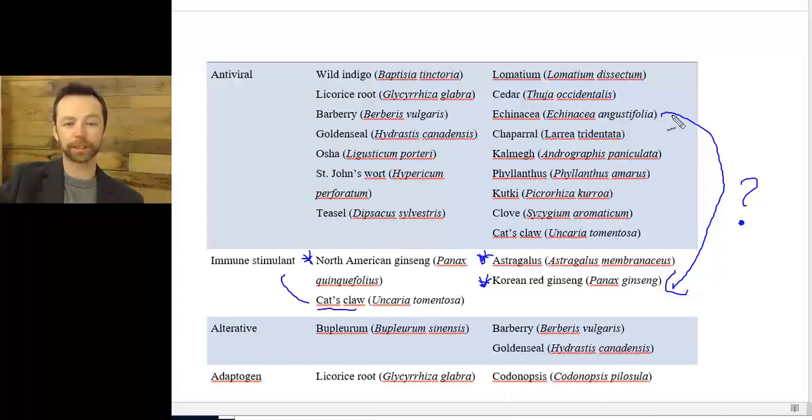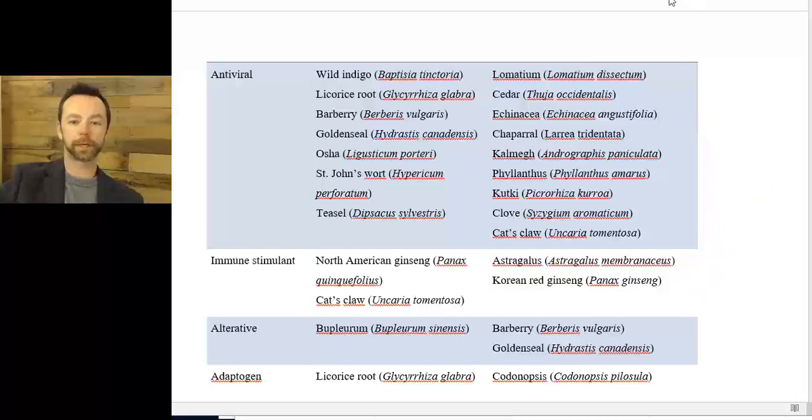Is it an immune stimulant? Is it an antiviral? Is it even both? Who knows? Hopefully research will form some more concrete opinion, but as far as we currently know, and I don't want to make it sound like I'm down on echinacea, I just kind of wish we knew a little more about it. I do use it in formulas.